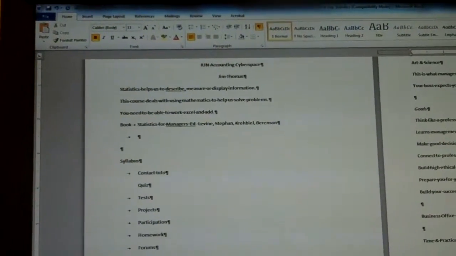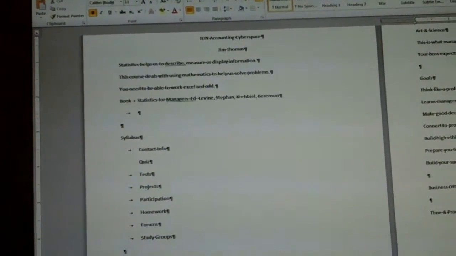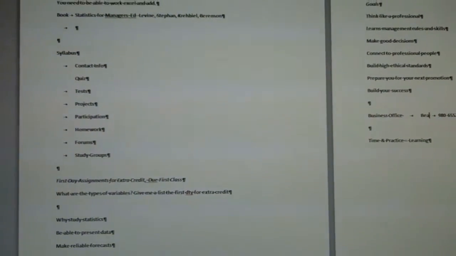Let's see the book. We talked about that. Syllabus, that'll be coming in a day or two. First day assignment for extra credit. What are the types of variables? Give me a list on the first day of class for extra credit.